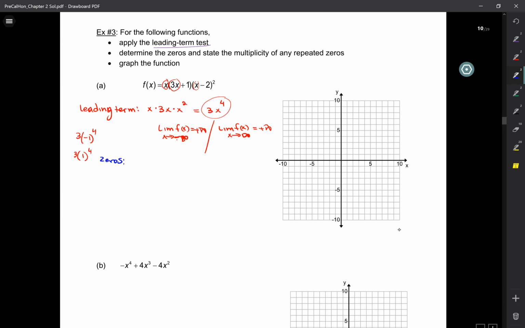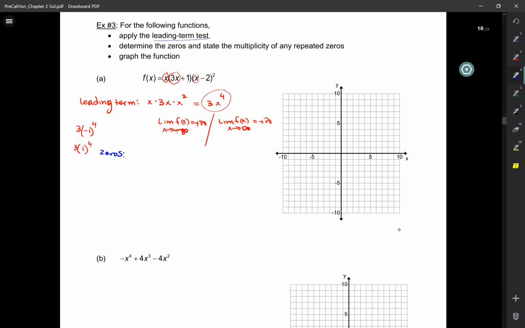Now, in the case of the zeros, it's nice that it's been factored because now I could just set each of the terms equal to 0. x is 0. 3x plus 1 equals 0. x minus 2 squared equals 0. Here I get x equals 0. Here I get that x equals -1/3. And here I'm going to get that x is equal to 2, but with a multiplicity of 2.